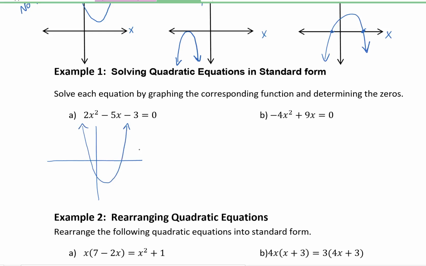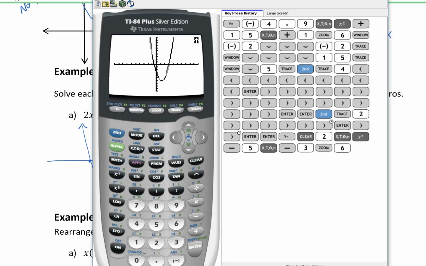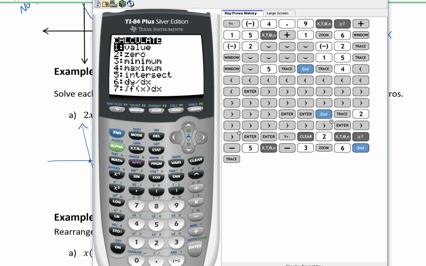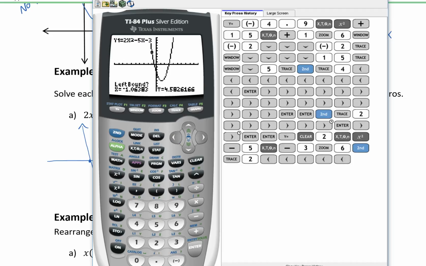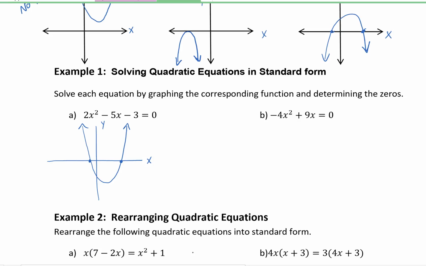There we go. Here's my x and my y. And we're going to find out where exactly that's going through. Here we're not concerned about the vertex at all. We just want to know what those zeros are. And in this situation we have two. So second trace, you're going to go to 2, which is zero, left bound, right bound, enter. That's at negative 0.5 and 0. And remember, when you're graphing this, you just have to put the negative 0.5 on there. You don't need to put the other coordinate.